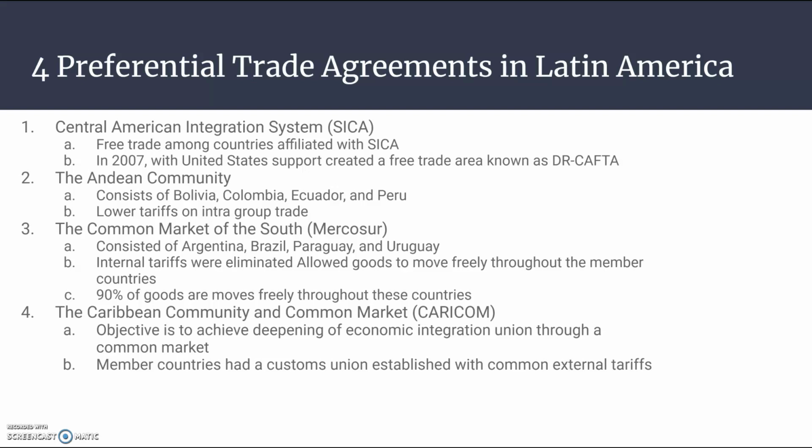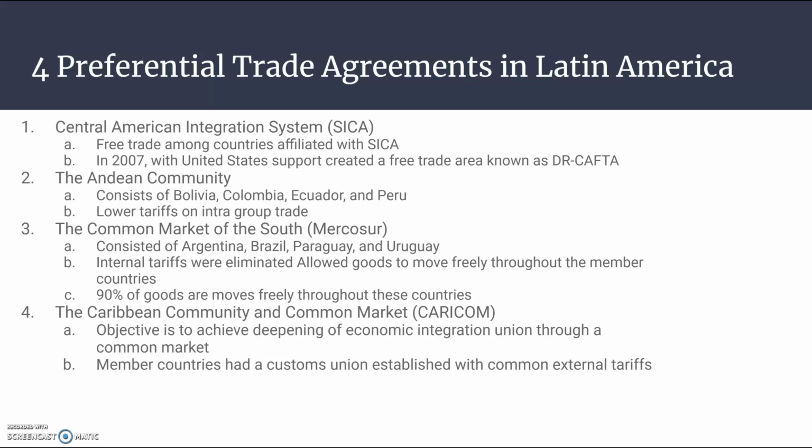Okay, so for the 4 preferential trade agreements in Latin America, the first is the Central American Integration System, known as SICA. These countries include Costa Rica, El Salvador, Guatemala, Honduras, Nicaragua, and Panama. And the goal of these countries is to have free trade among each other, and they do this by lowering their tariffs, and they allow goods to be moved more accessibly throughout the area.